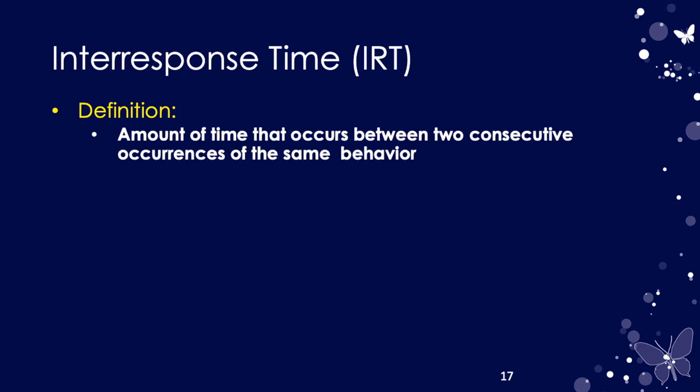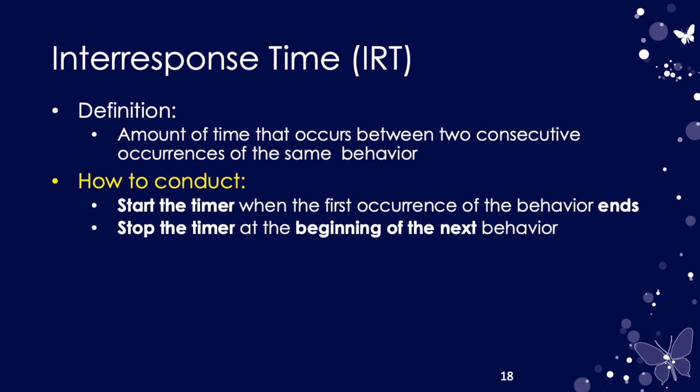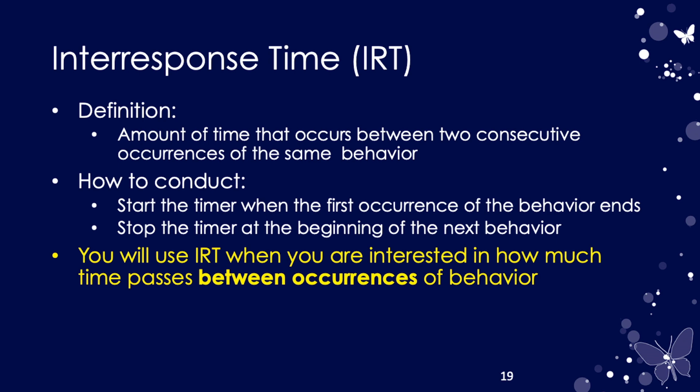Well, IRT is the amount of time that occurs between two consecutive occurrences of the same behavior. This is how you would conduct IRT data collection. You would start the timer when the first occurrence of behavior ends. Then, stop the timer at the beginning of the next behavior. IRT is usually used when you are interested in how much time passes between occurrences of behavior.